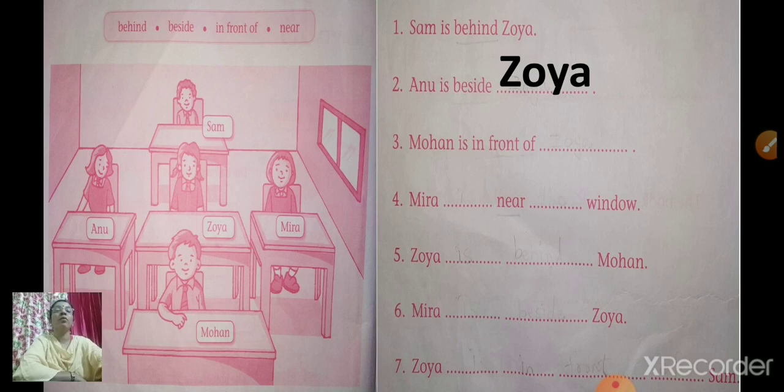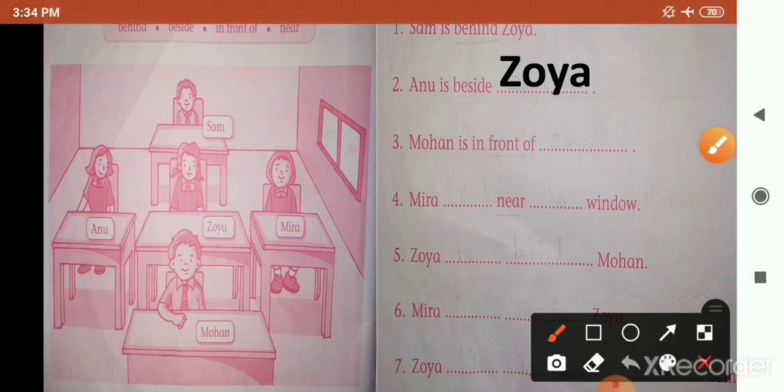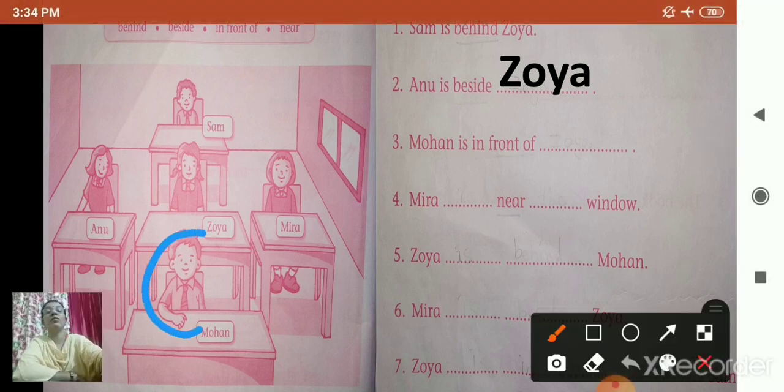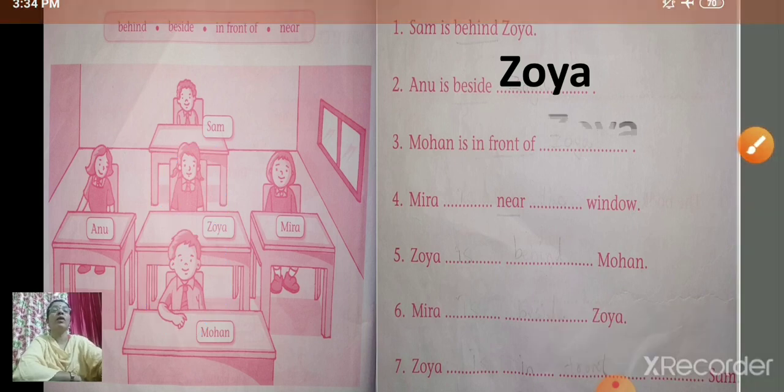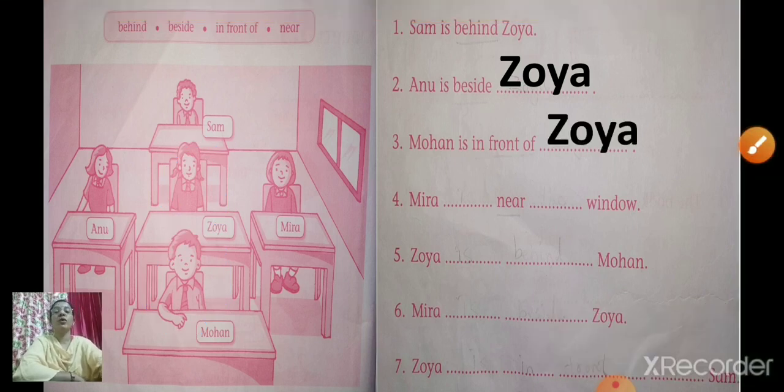Number 3. Mohan is in front of. Now see Mohan. Where is Mohan? Here. He is Mohan. Where is he sitting? In front of whom? Is he sitting in front of Meera, Zoya or Anu? Yes, he is sitting in front of Zoya. So let us check the answer. Mohan is in front of Zoya.